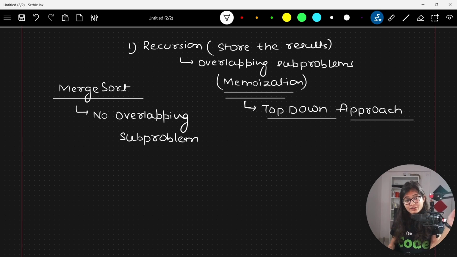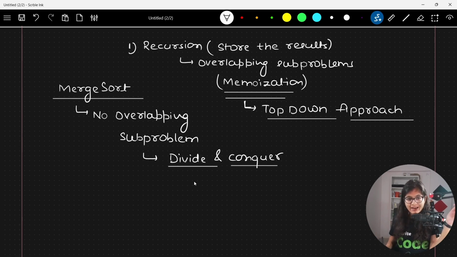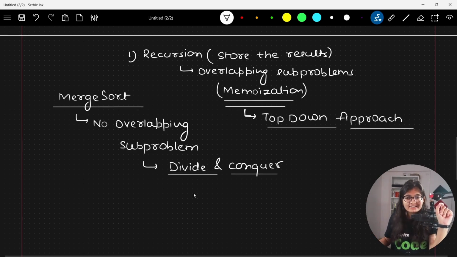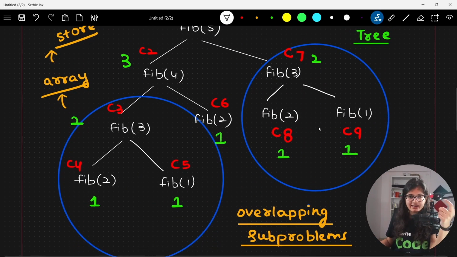That's why we will be easily able to solve that problem using a divide and conquer approach. And there is no need to apply any other approach there as well, right? Because there is no situation of overlapping subproblems. Wherever there is a problem of overlapping subproblems, what is the meaning of that? That similar types of function calls are executing again and again.